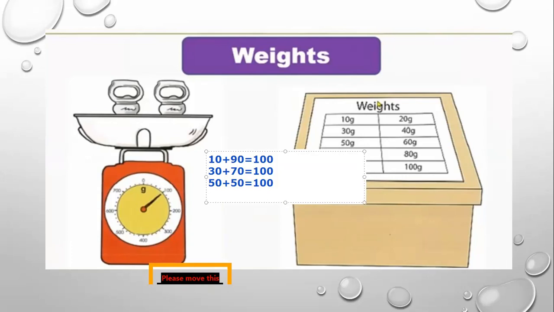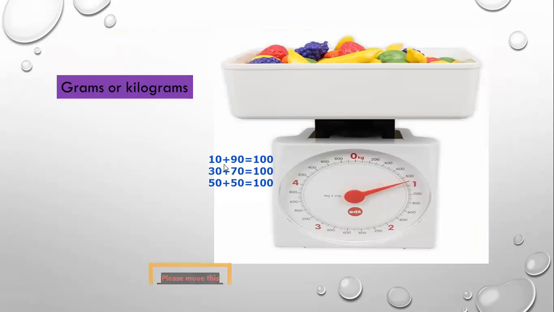So next, moving on to the next slide, grams or kilograms, you can see the needle of the scale. Okay, boys, you can see the needle of the scale. Here are some fruits on the scale. If the needle is on 1, it means 1 kilogram. If the needle is between 0 kg and 1 kg, it is going to be grams: 200 grams, 400 grams, 600 grams, 800 grams. And when it is 1000 grams, it is 1 kilogram.